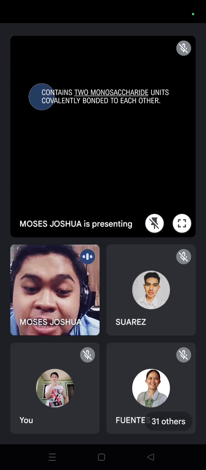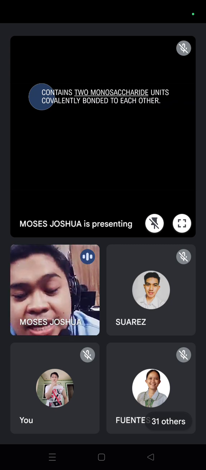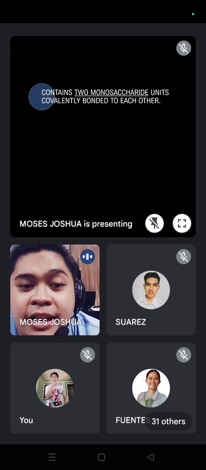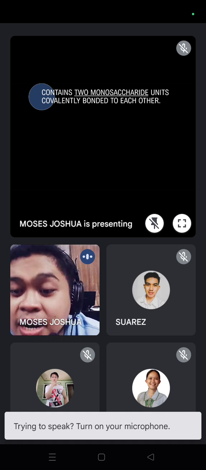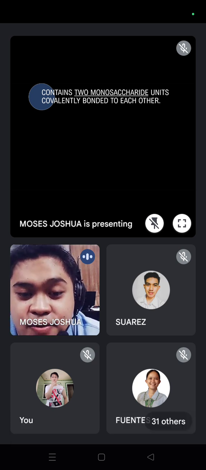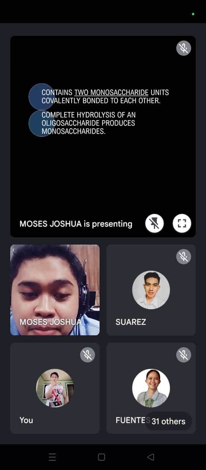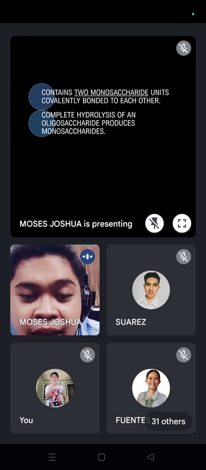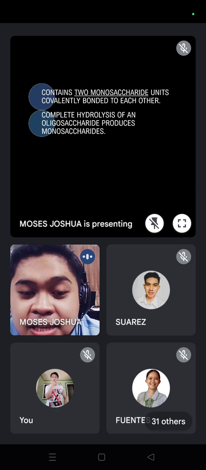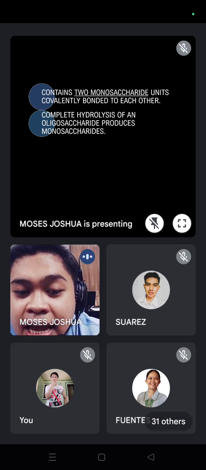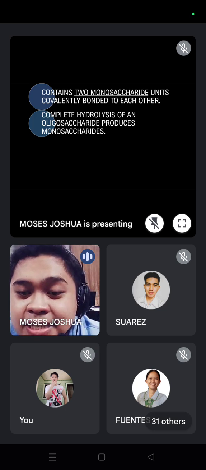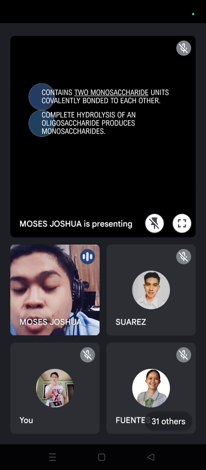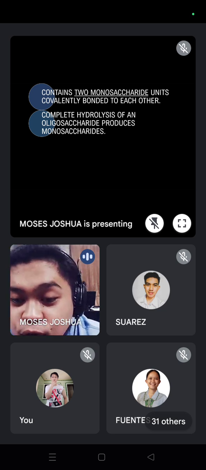From the name itself, with the prefix di, we can infer that this classification of carbohydrate contains two monosaccharide units. And again, they are covalently bonded to each other, so they just share pairs of electrons. Complete hydrolysis of an oligosaccharide produces monosaccharides. Because it is no longer a simple unit, it can be broken down through a hydrolysis reaction. Upon hydrolysis, a disaccharide produces two monosaccharides, because it's just a combination of two monosaccharides.